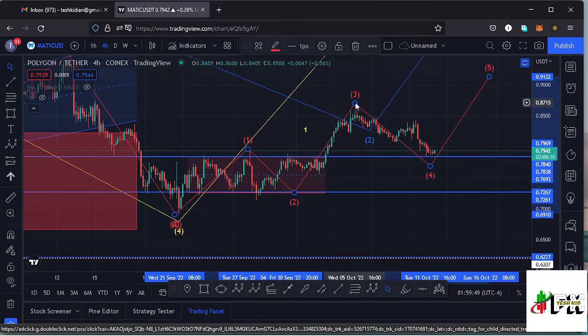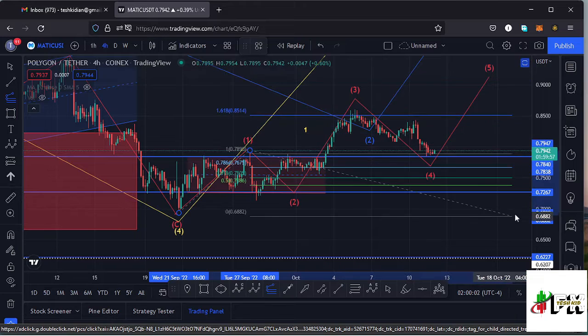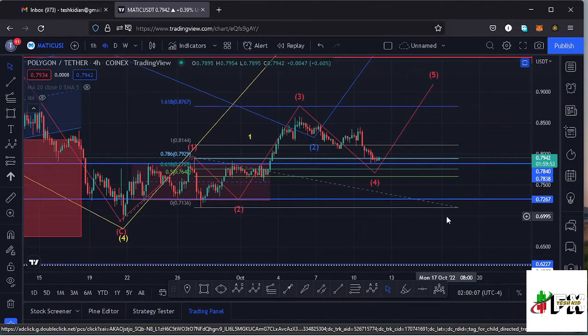Since we are in the formation of a third wave right here, we can sketch out a target area to the upper side in the formation of that third wave using a trend based Fibonacci, connecting it from the low of the wave 1 to the high of that wave 1, then dragging the fibs to the low of the wave 2, and that gives me a minimum target area to the upper side at around the fib level 1.618, and that is at around the $0.87 mark.